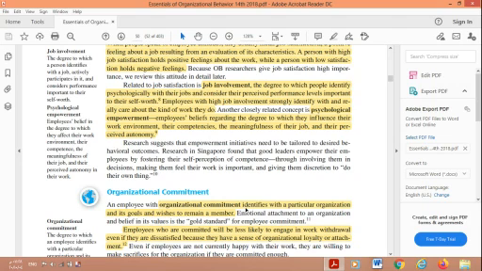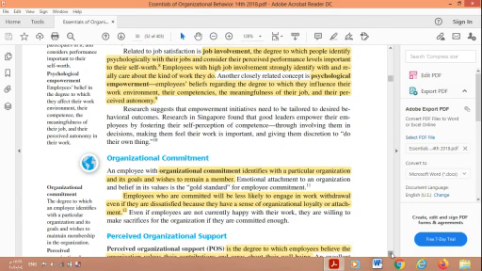So it identifies whether an employee identifies with a particular organization and its goals, and wishes to remain a member within the organization. If the employees have a high commitment, this will lead to a lower turnover ratio and less absenteeism, of course, and this will lead to high performance for the organization as a whole.